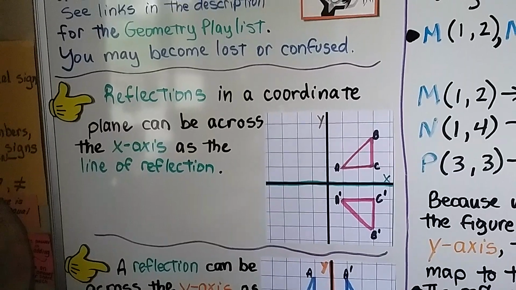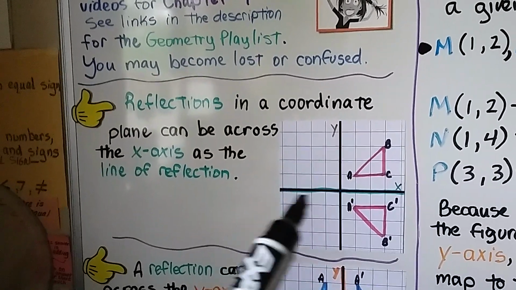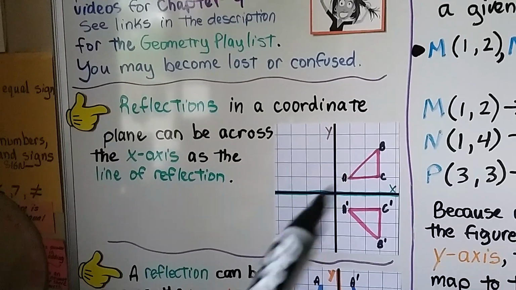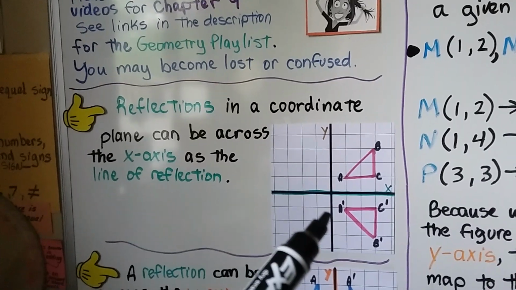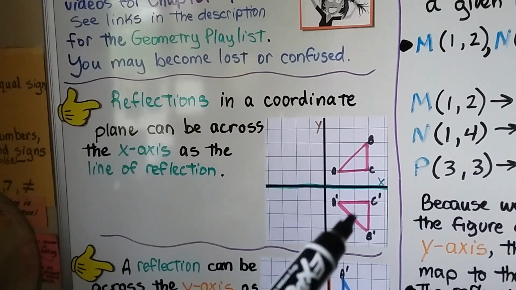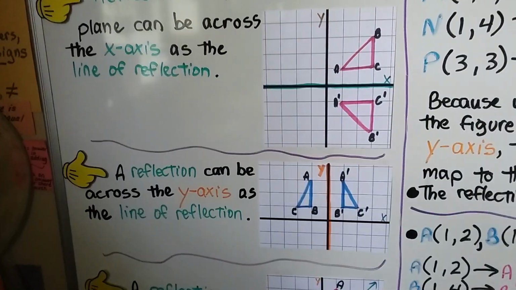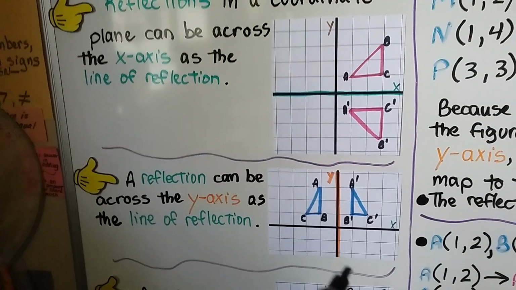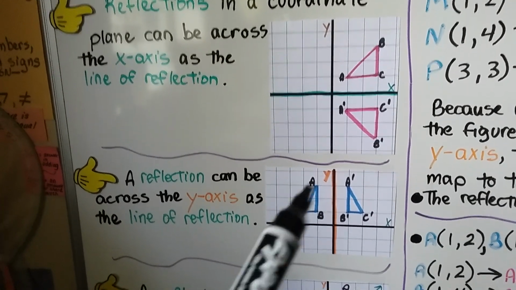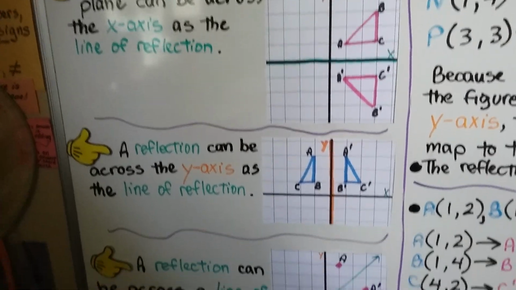Reflections in a coordinate plane can be across the x-axis as the line of reflection. We can look at these two triangles and tell which one is the pre-image and which one is the image. The image has the tick marks. This is the reflection of this one. And a reflection can be across a y-axis as the line of reflection. We can see this is the pre-image, and this is the image. This was the reflection that's got the tick marks, see?